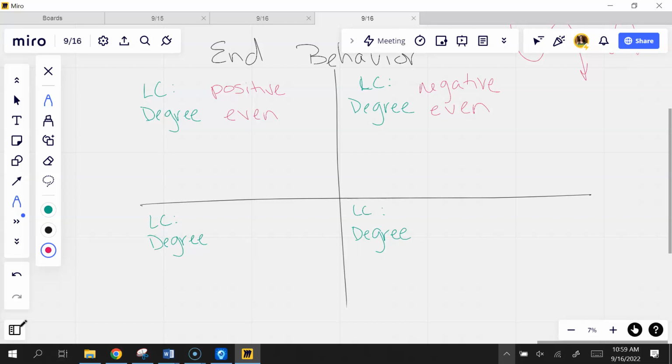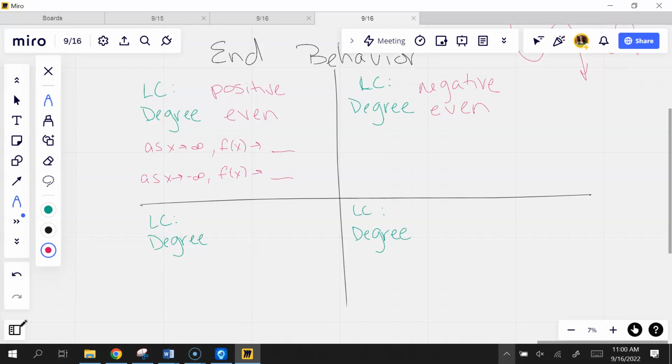This works for any polynomial in the whole world. So that says if you look at your equation and the leading coefficient is positive and the degree is even, then the end behavior, remember, it's always going to start as x approaches infinity. What does f of x do? And as x approaches negative infinity, these are going to be the same every single time. So what are the ends doing here? What goes in the blanks here?